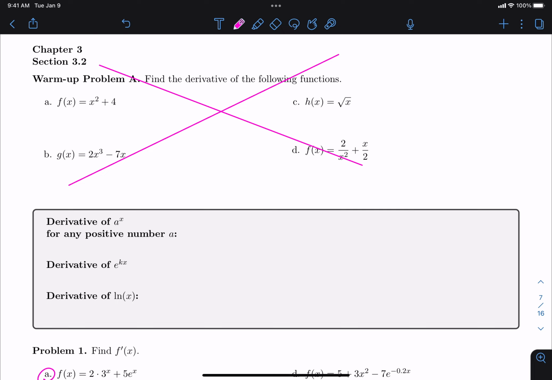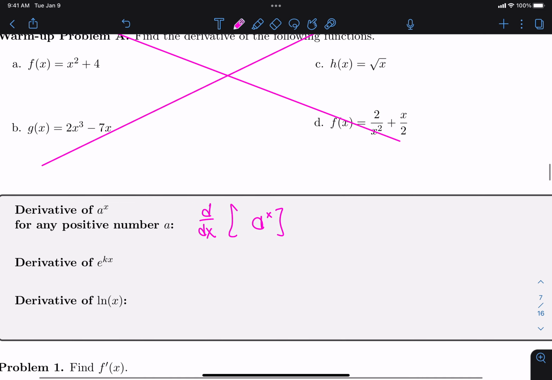We're going to learn the derivative of an exponential function and the derivative of e to the kx, which is just a different type of exponential function, really. And we're going to learn the derivative of the natural logarithm. So those 3 rules go as follows. The derivative of a to the x, where a is any positive number, is a to the x, again, times ln of a.